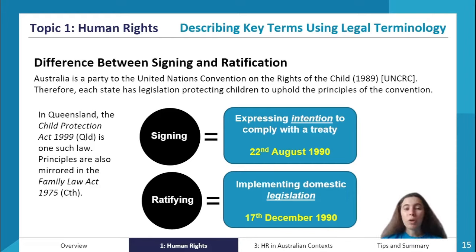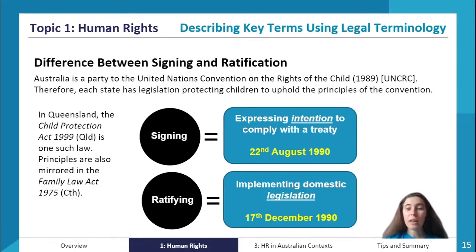So, a little bit more of a look at the difference between signing and ratification. Australia is a party to the United Nations Convention on the Rights of the Child. And so each state has legislation that protects children to uphold the principles of that convention. For example, in Queensland, we have the Child Protection Act, and the principles are also mirrored in the Family Law Act, which is a Commonwealth Act.